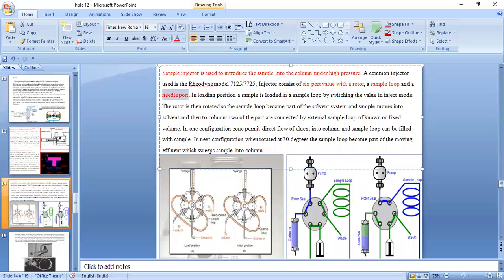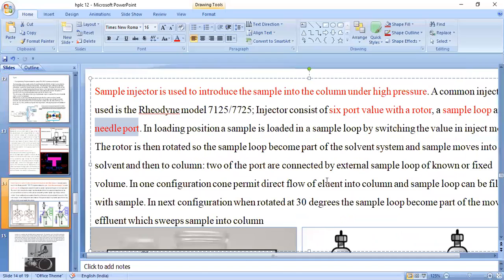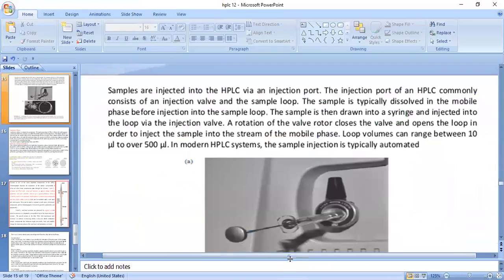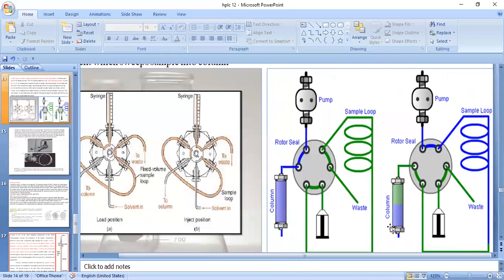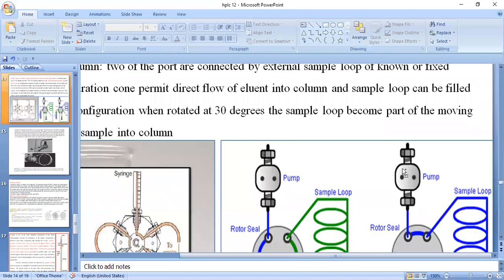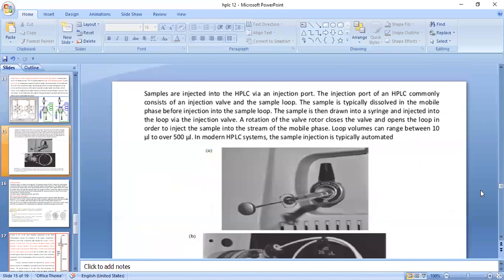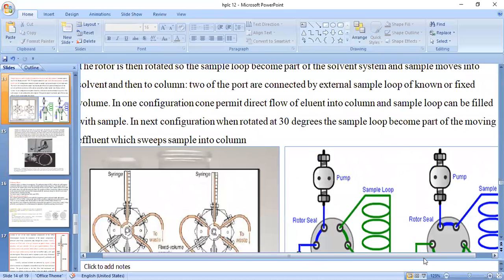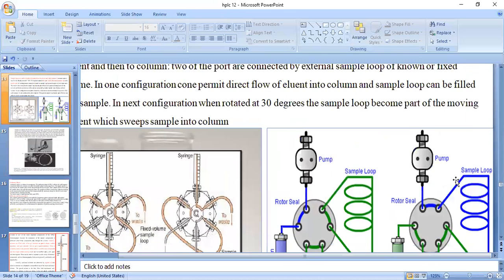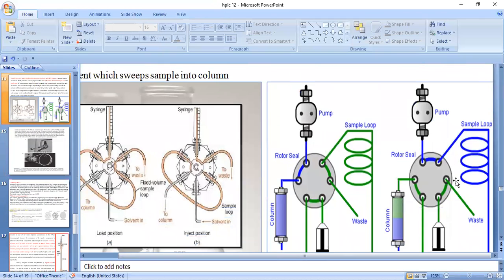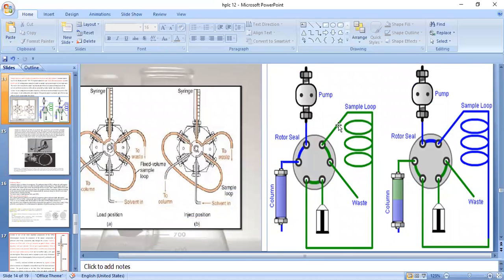In loading position, अब इसमें दो positions होते हैं. I will not go by the text. I will explain it to you on the figure. So this is a sample injection system. This is an injector, a 6-port system injector. Now I can explain it on this diagram.